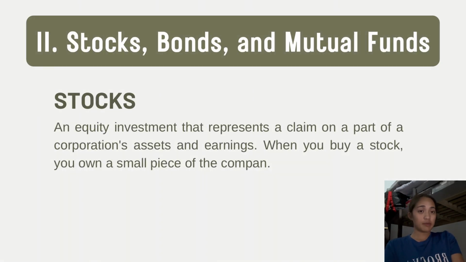Now that we've talked about borrowing money, let's talk about the opposite, growing your money. Our next topic is about stocks, bonds, and mutual funds. First, let us discuss what stocks are. Stocks represent ownership in a company. For example, if you buy shares in a company, you become a part owner. If the company performs well, the value of your shares increases. However, stocks are risky. Prices can go up or down depending on market conditions, company performance, and even global events.